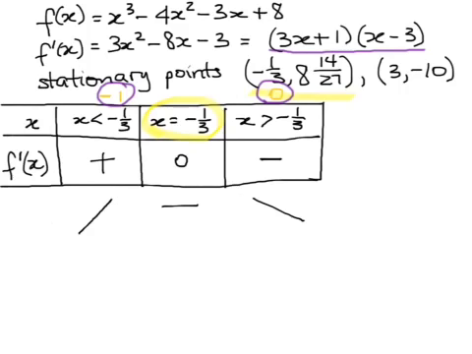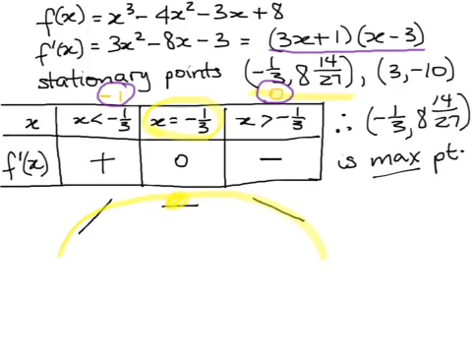So what does that look like with the slopes? I've got a positive slope going up, a 0 slope, and then a negative slope coming down. So what does that look like? Here we go. So this has to be a maximum point.